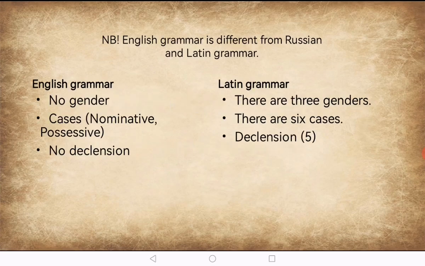We can compare Latin grammar with English, Russian, or Hindi grammar, and let's check it all up, right? English grammar has no gender. There are just two cases, nominative and possessive, and there are no declensions in English. Latin grammar is a bit more complex. There are 3 genders, there are 6 cases, and there are 5 declensions. Don't be afraid, we'll master it in no time because we have some patterns that will help you.